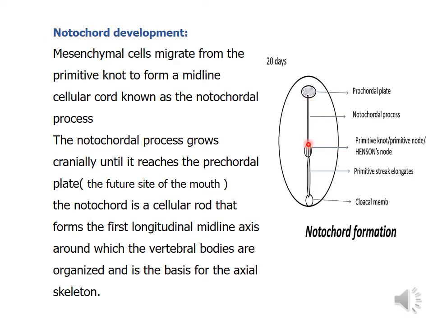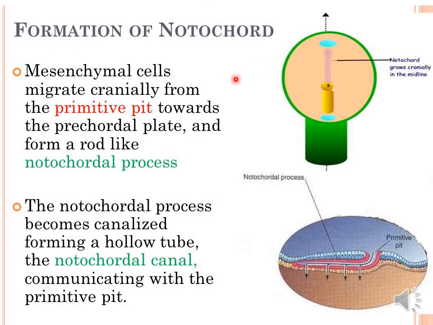The notochord is a cellular rod that forms the first longitudinal midline axis around which the vertebral bodies are organized, and is the basis for the axial skeleton. This is the notochord. Here again, this figure shows the notochord. This process represents the notochord.